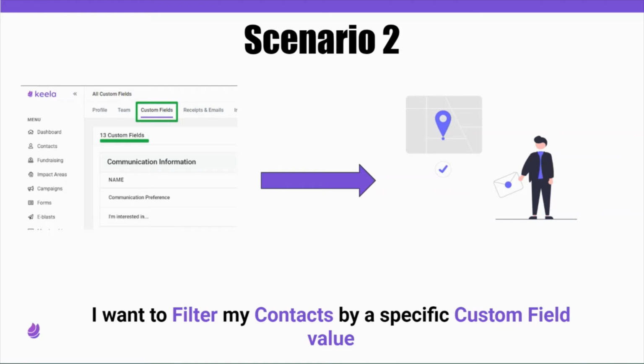And this is something that everyone can do. But what I'm wanting to do today is to find out how many guests will be attending so that I can organize the food for the gala. So what I want to do is filter my contacts by a specific custom field value, and in this case, by those people who said yes in their RSVP. So let's take a look.